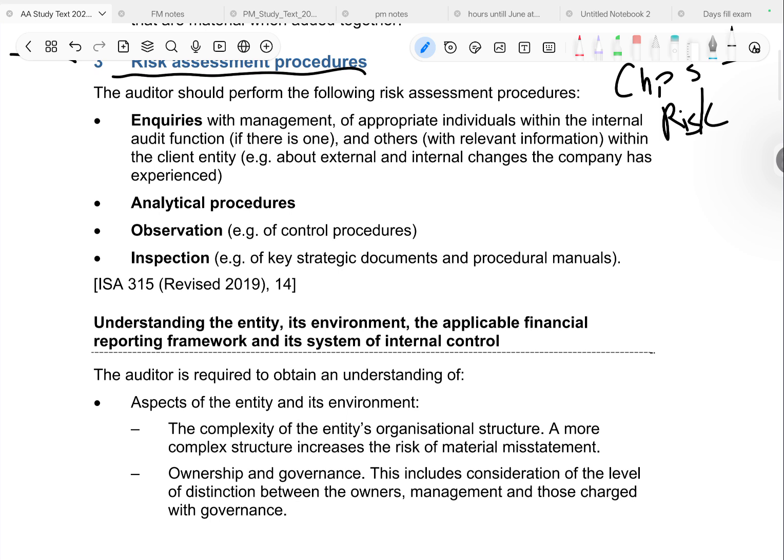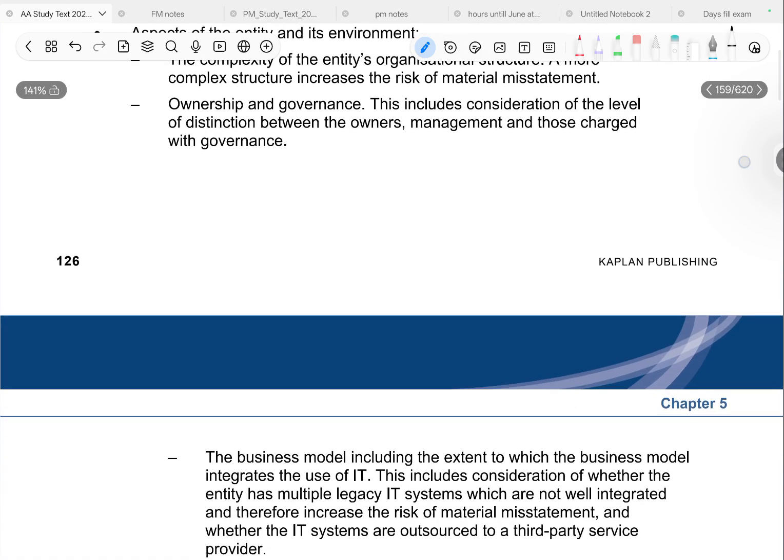Next, understanding the entity. The auditor must gain a clear understanding of the business and its environment. This includes the organizational structure, where a more complex structure increases the risk of misstatements. The auditor also considers ownership and governance, including the relationship between owners, management, and those charged with governance.